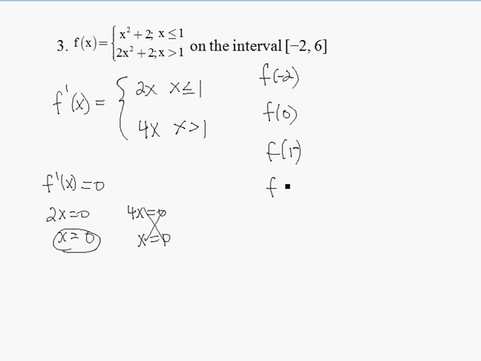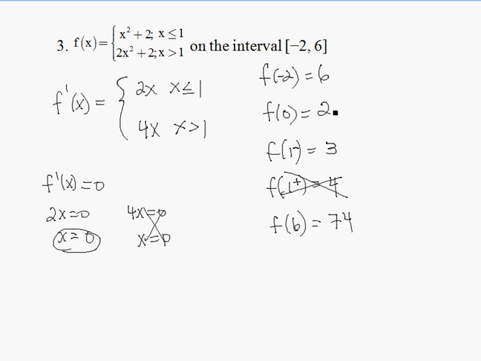We'll make this 1 from the left-hand side and 1 from the right-hand side. And then we want to check at 6. So let me write down all those function values for you here. So here are our function values. But just one note: since this is greater than, not greater than or equal to, the right-hand value at 1 is of no help, so therefore we're not even going to consider that point.